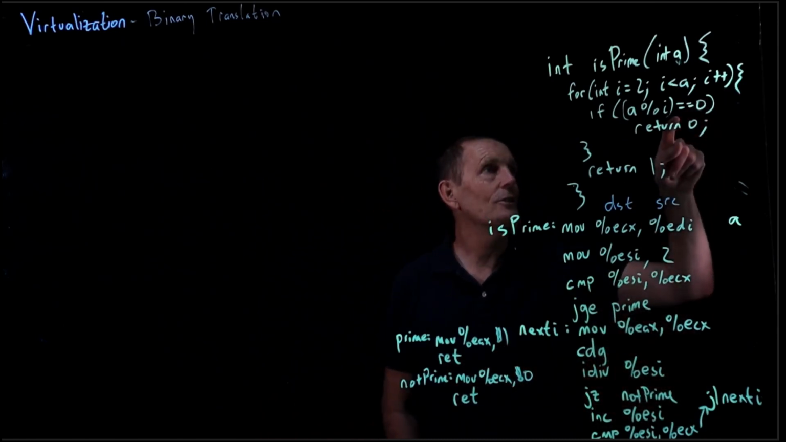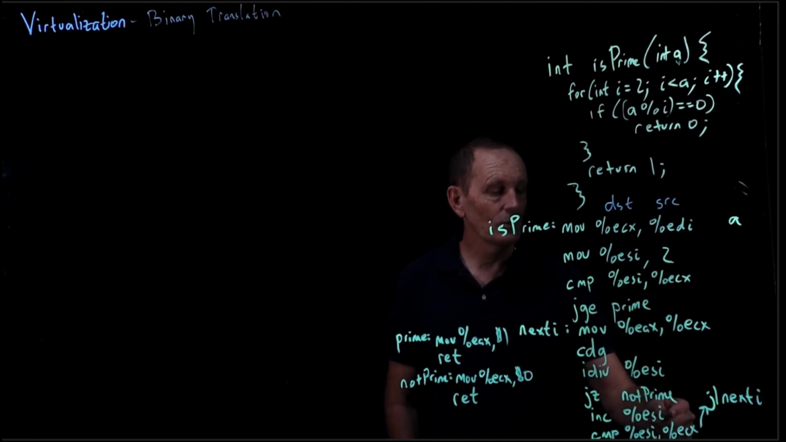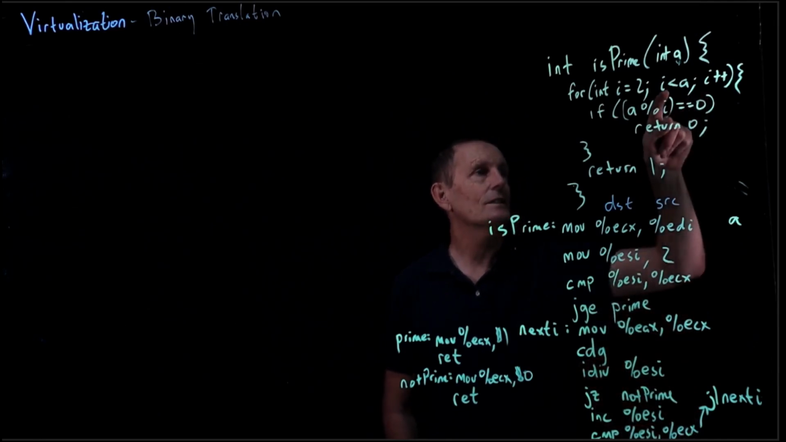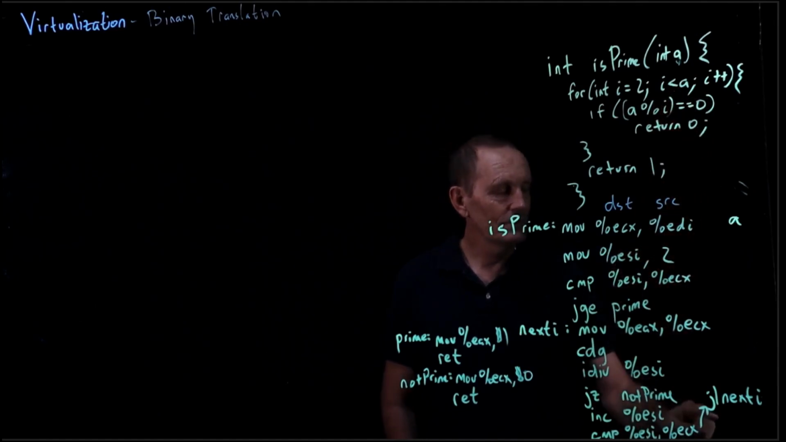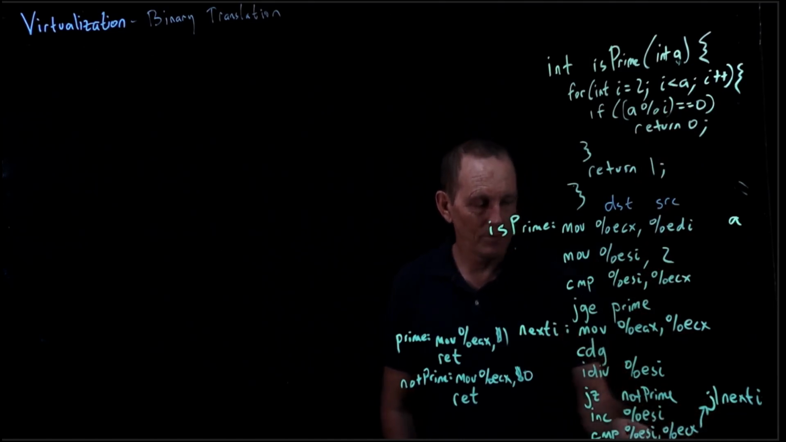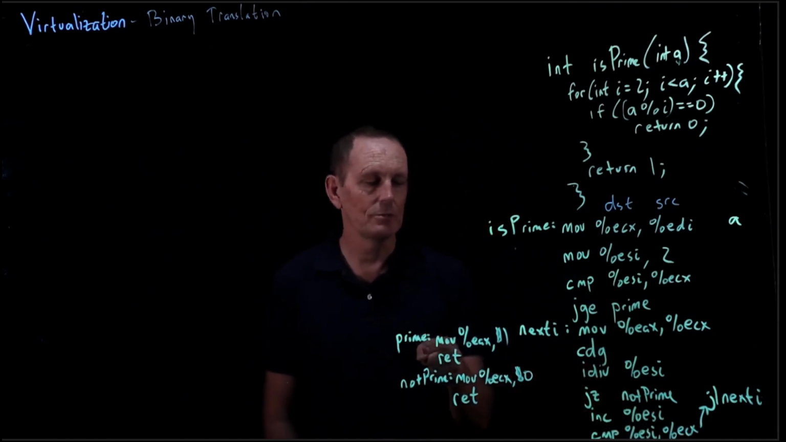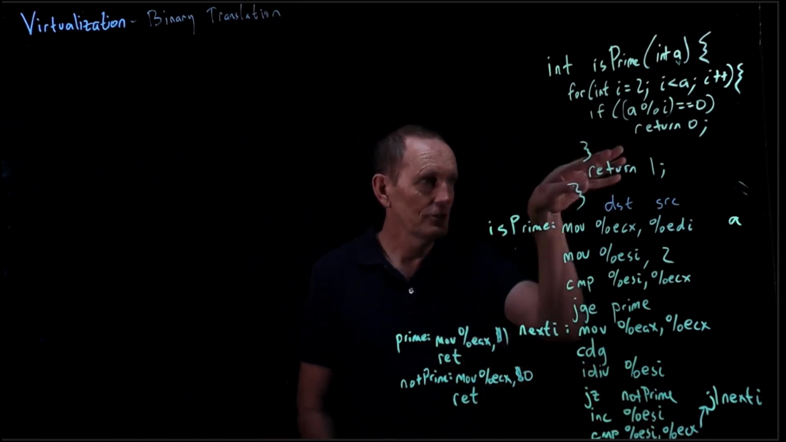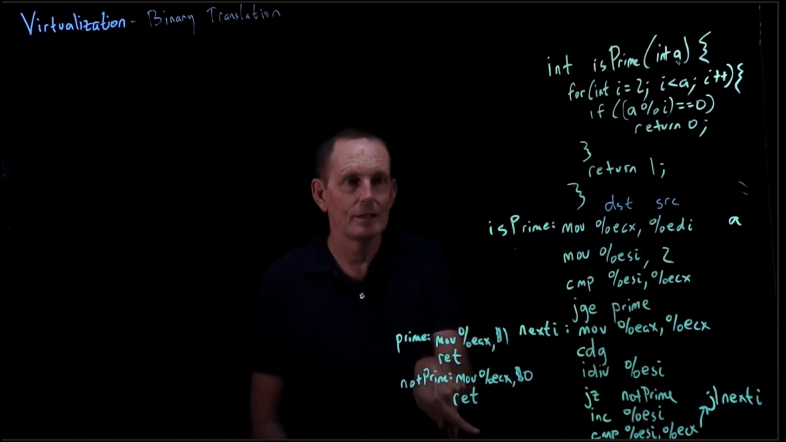Otherwise, we need to then continue the loop. So we're going to go ahead and increment ESI, compare ESI to ECX. This is the test here, if I is less than A. And if it is less, then I'm going to jump back to next I. Otherwise, we're going to drop through, and we drop through into the prime, which is here. So the instructions go like this, and then these four like this.